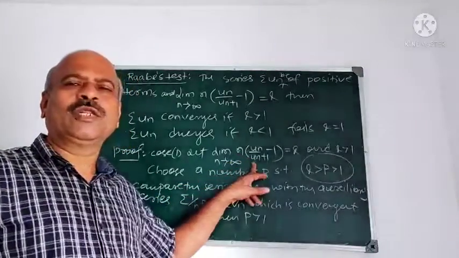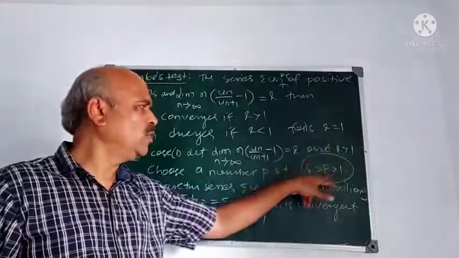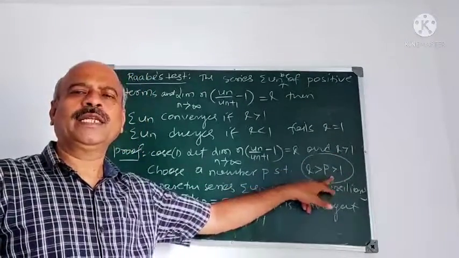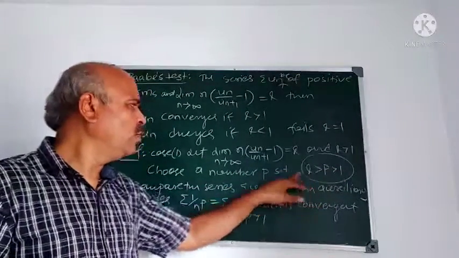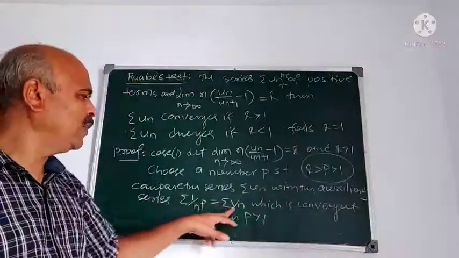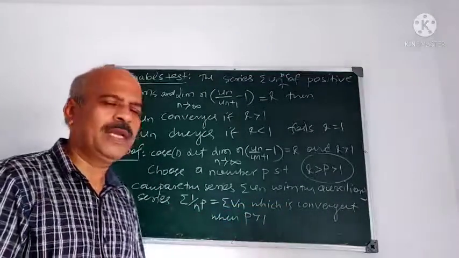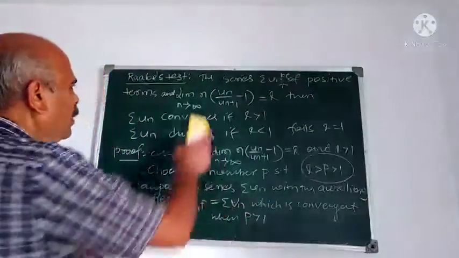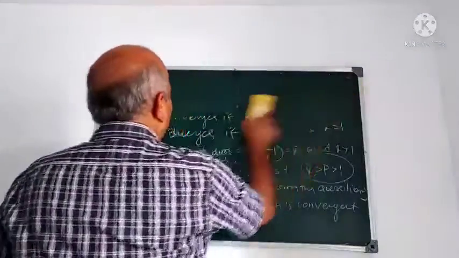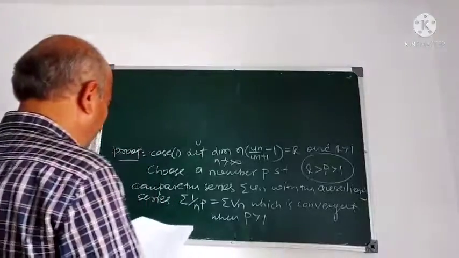See, first case is suppose limit n into un upon un plus 1 minus 1 is L, L greater than 1. We choose P such that it is greater than 1 but less than L. Now we compare this sigma un, the given series, with the auxiliary series sigma vn, which is sigma 1 upon n raised to p, which is convergent when p is greater than 1.